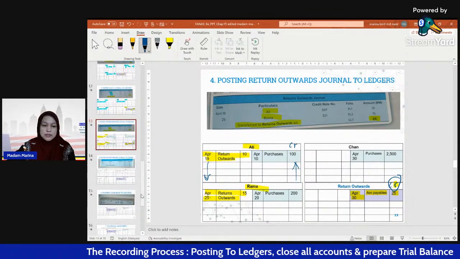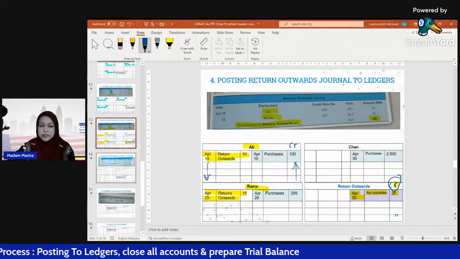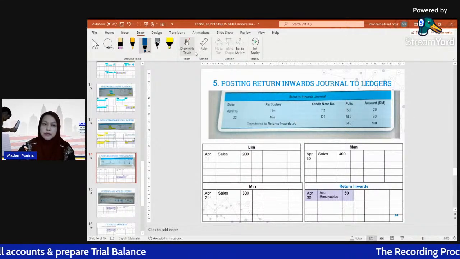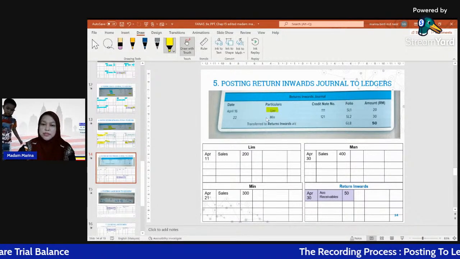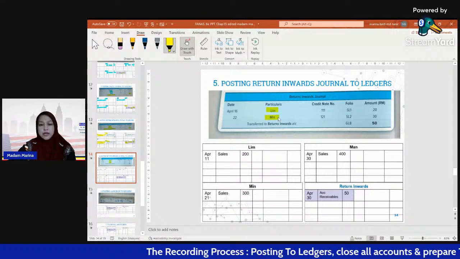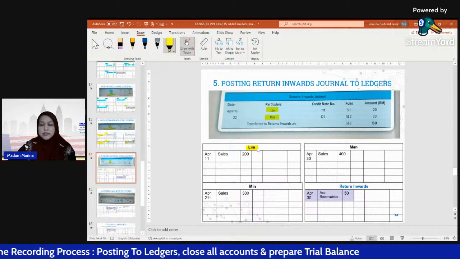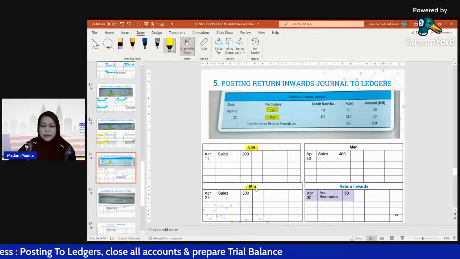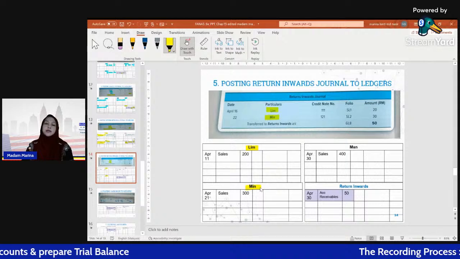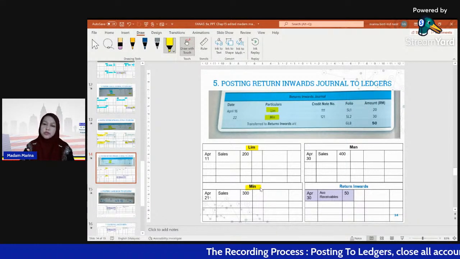Alright, class. Okay, kalau you dah faham how to record returns outward journal to ledger, dia sama juga dengan returns inward. So siapa Lim dengan Min? Who is Lim and Min? Lim and Min is our account receivable. Okay, ni transaction yang kita dah rekodkan dekat account Lim, Min and Mon. But now the only Lim and Min yang dah buat pulangan ataupun return goods to us.